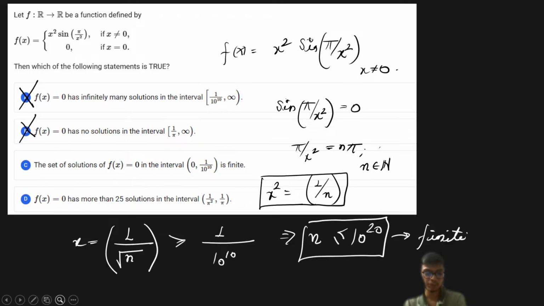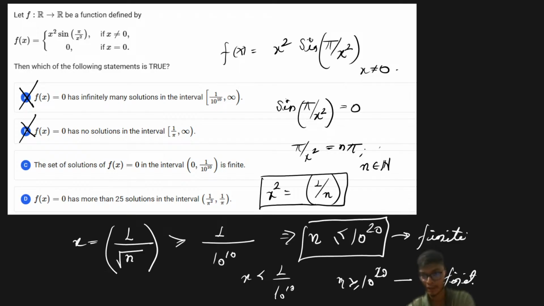Similarly, if you try to analyze option number C also, in option number C, it is saying that when your x is less than 1 upon 10 to the power 10, your n should be greater than 10 to the power 20. That is also saying about infinite solution. So therefore this option number C is also not correct, right?